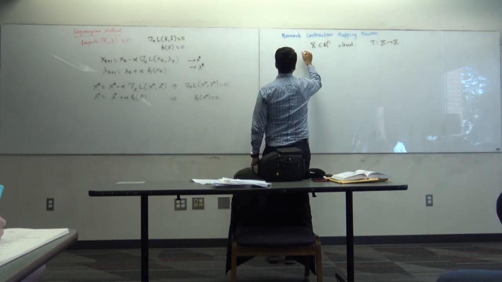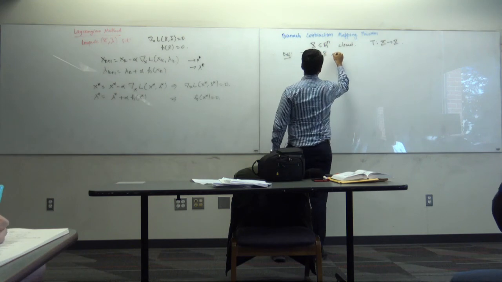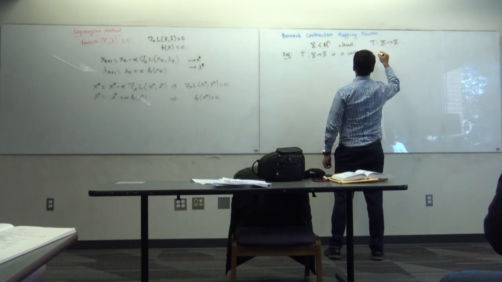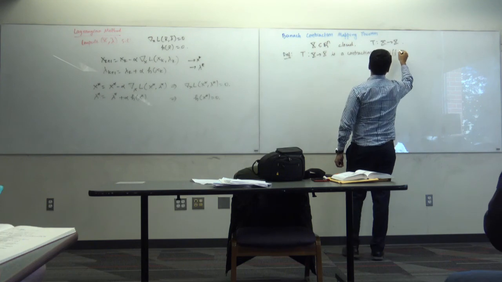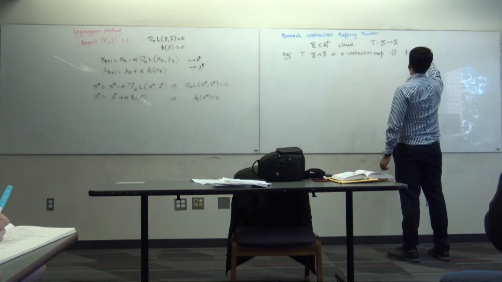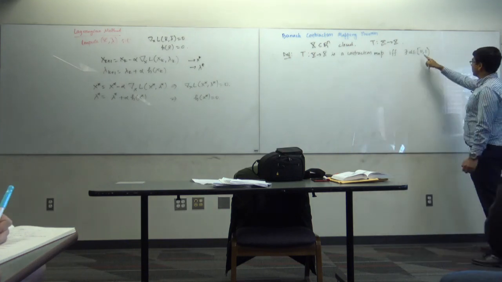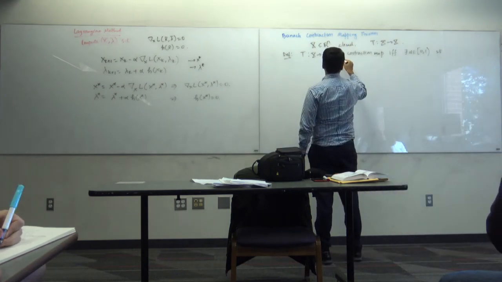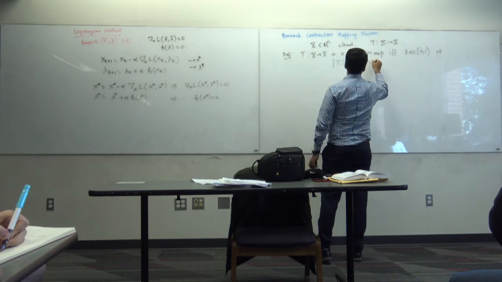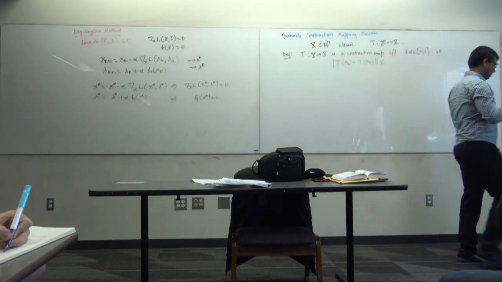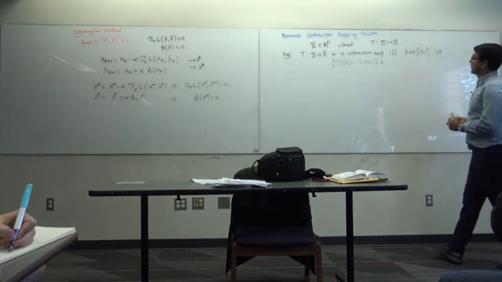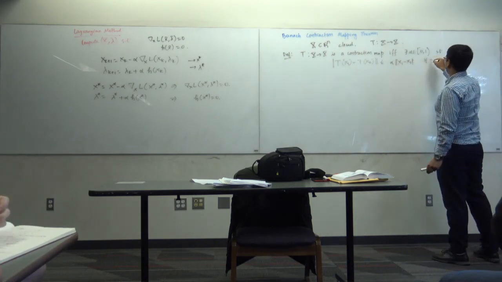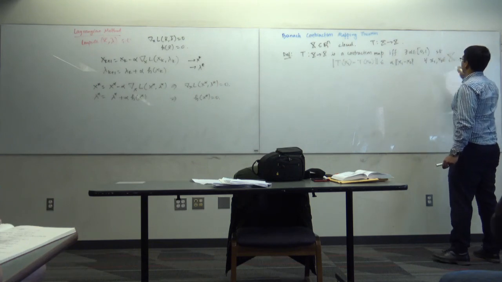So what's the definition? T from X to X is a contraction, is a contraction map, if there exists alpha in [0, 1), so 0 closed, 1 open, such that the norm of T x1 minus T x2 is less than or equal to alpha times the norm of x1 minus x2, for all x1, x2 in capital X.